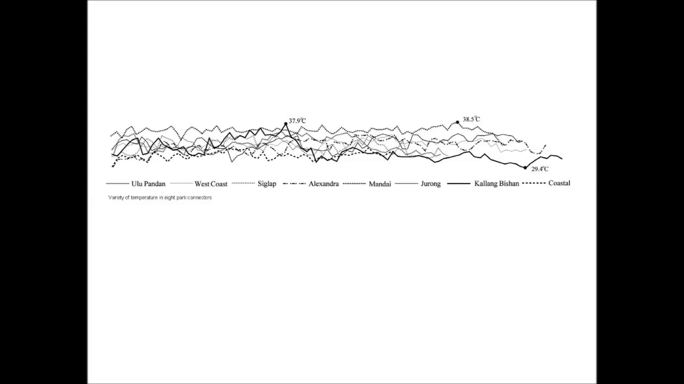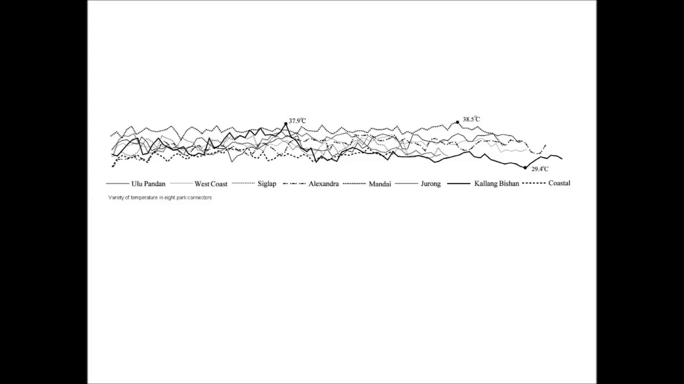To summarize, the micro temperature in a park connector varies. So the research tried to find out the factors that make the site cool. The factors could be roughly categorized into 3 points: location and orientation, nodal point, and tree configuration.